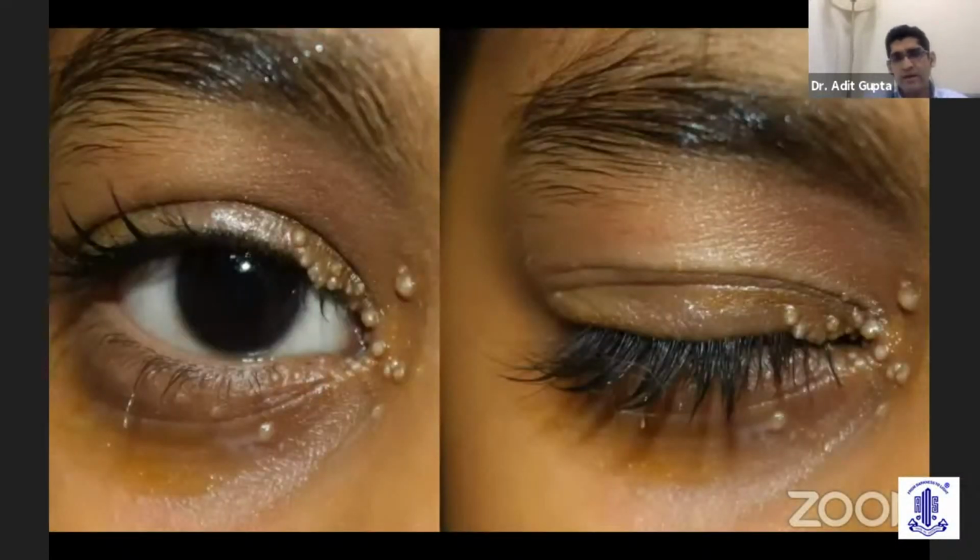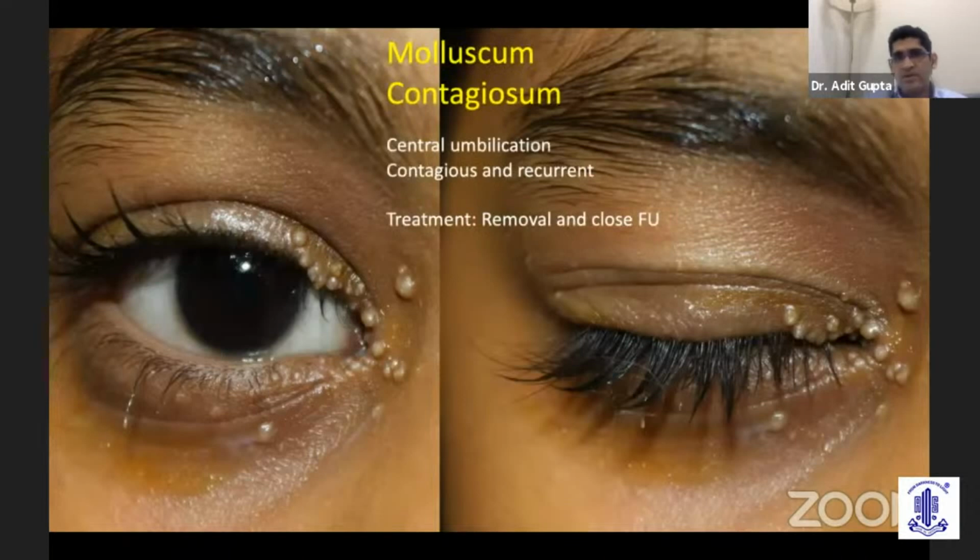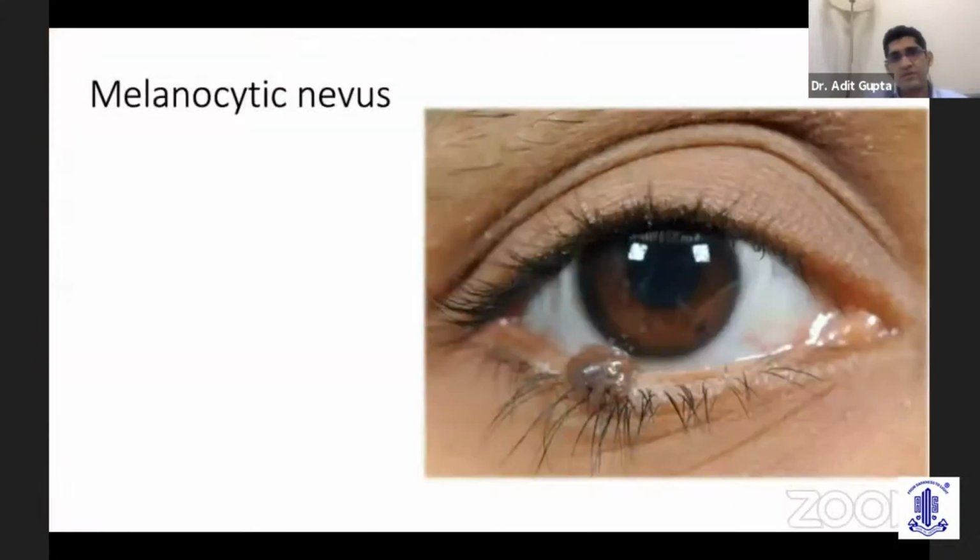Imagine a small child, a young child, walking with these small central umbilications and pearly white tumors into your clinic. This is a crop of molluscum contagiosum. These are very contagious, are notoriously recurrent, and thus require very close follow-up. Extraction with the help of an extractor will reveal molluscum bodies which can be sent for histopathology for confirmation. If there is a sudden increase in crops of these tumors and they are bilateral, you need to check the immune status and rule out seropositivity in such patients.